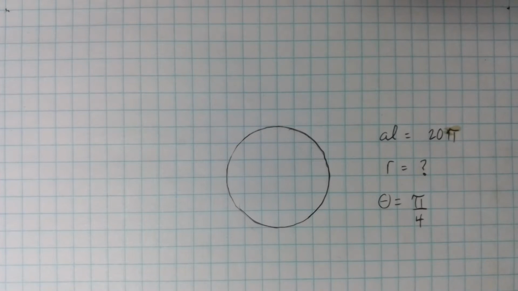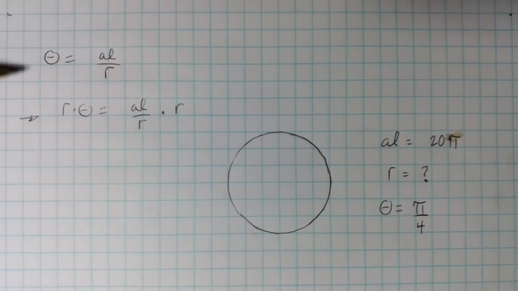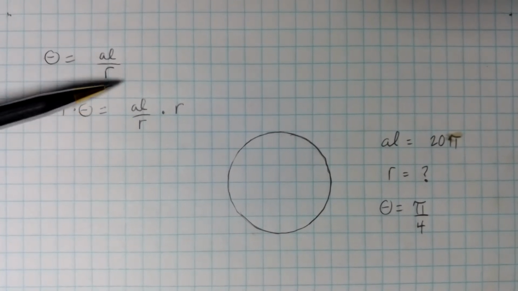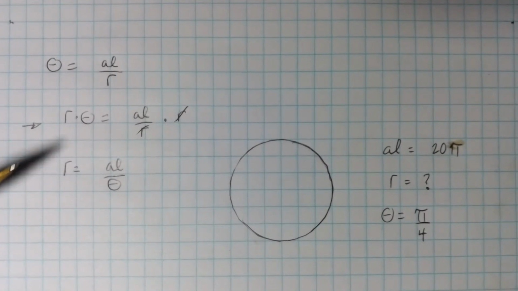Okay, say this is the next problem: you're told that the arc length is 20 pi, and the angle of rotation is pi fourths. You're asked for the radius. Remember that we have the angle in radians equals arc length divided by the radius. I need to get r all by itself, so I'm going to multiply both sides by r. That gives me r times the angle of rotation, and over here the r's cancel, so that just equals the arc length. Dividing both sides by the angle of rotation, I get the radius.